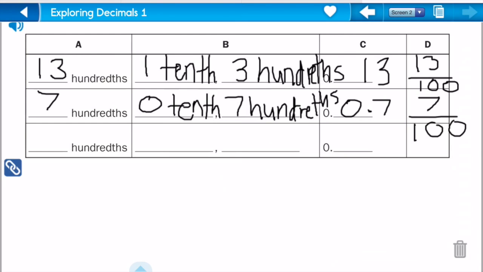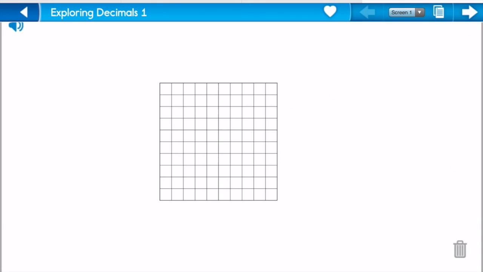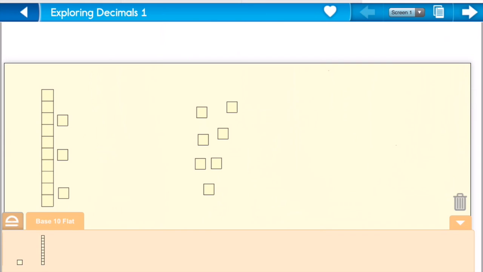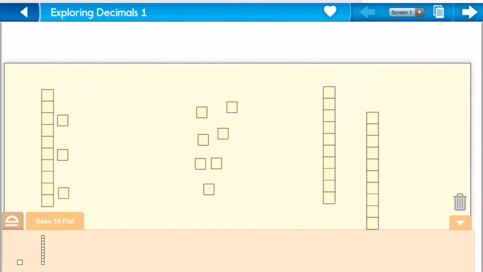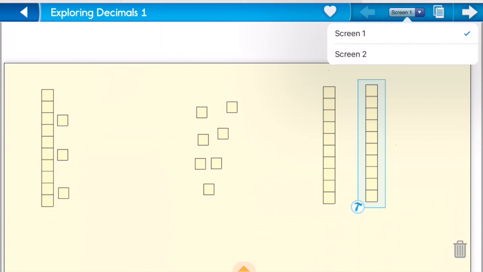All right, let's go back to our next screen. Let's do one more example. This time we're going to do 20 hundredths. I'm going to use 2. Now let's go to our next screen to fill in our table.